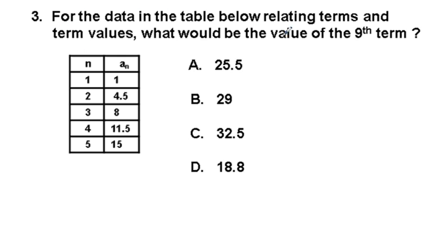3. For the data table below relating terms and the term values, what would be the value of the 9th term? So you have a relationship here where you have a, what plus 1 equals 4.5? That's going to be plus 3.5. And so we have that pattern. If we wanted to, we could just keep on adding, 3.5 each time, till we get the 9th term.